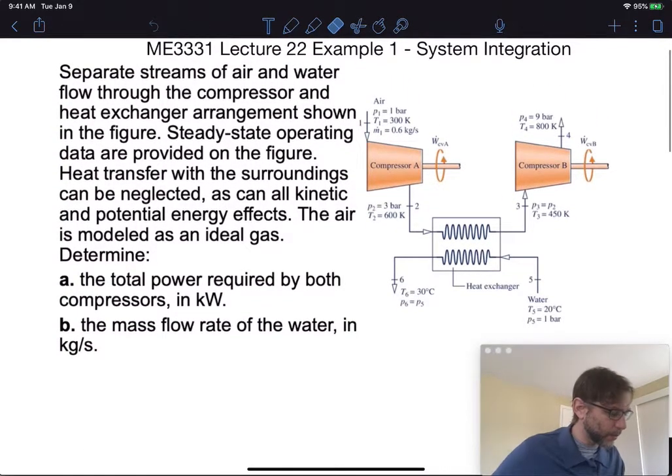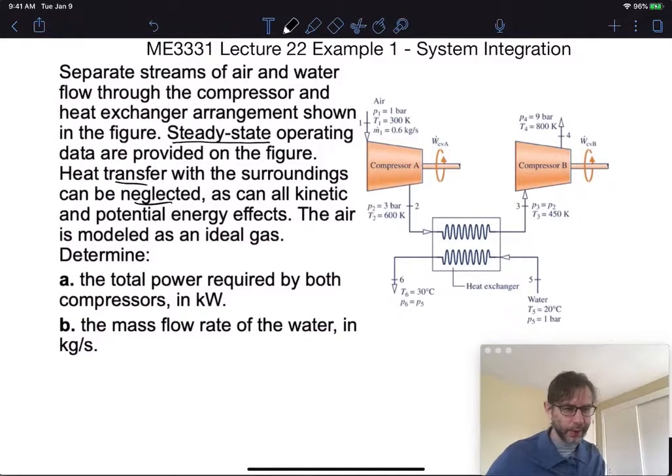So yeah, we have separate streams of air and water flow through the compressor and heat exchanger arrangement shown in the figure, steady state operating data. So this is kind of key stuff, right? When they say steady state, that's something to pick out. Operating data are provided in the figure. Heat transfer with the surroundings can be neglected. So this is neglect heat transfer. That's another key thing to pick out, right?